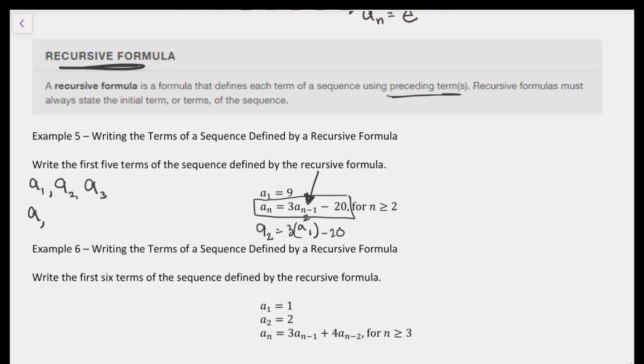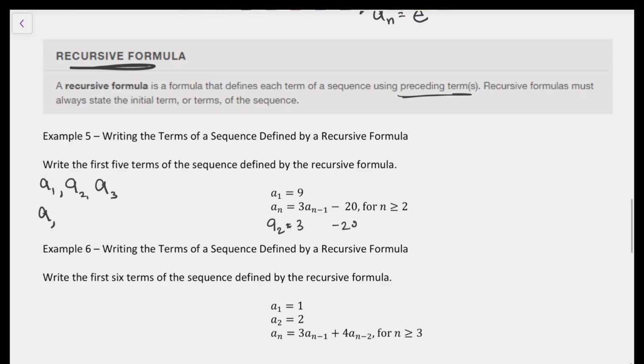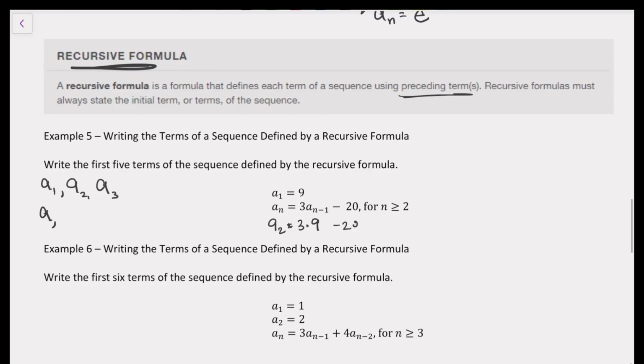So you have to know this when they do n minus 1 as a subscript, that is the previous a sub n. Okay? So that means I'll just do a sub 2 right underneath this. A sub 2 is equal to 3 a sub 1 minus 20. Well, we know a sub 1 is 9. So 3 times 9. Okay, so now we have 27 minus 20, which would give us a 7. So the first term was a 9. Second one is a 7.